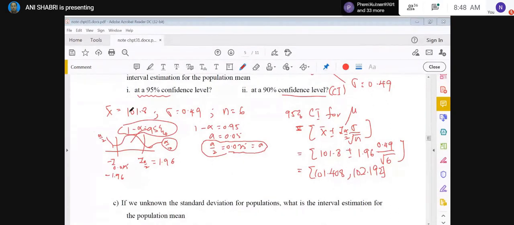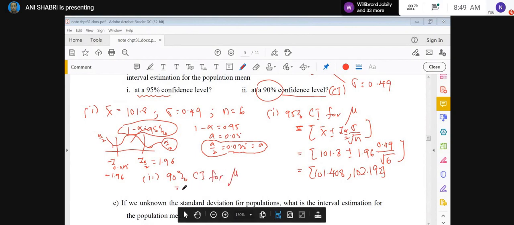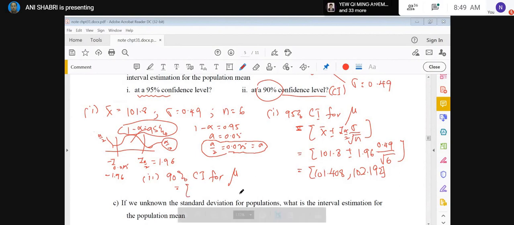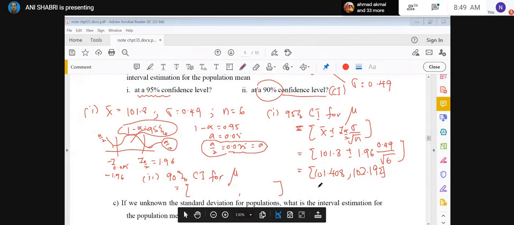Okay, number 1 is for 95%. Number 2 is for 90%. What is the value? Berapa nilai dia?